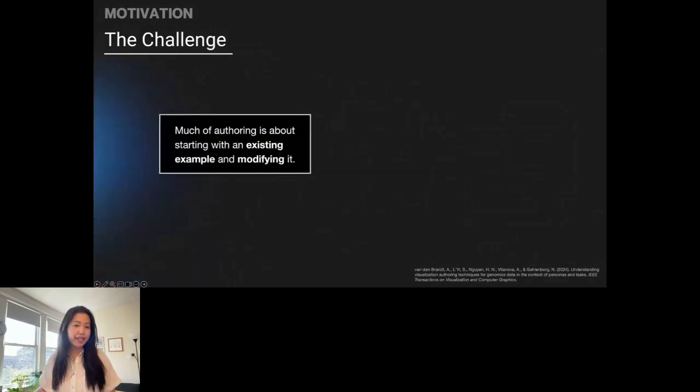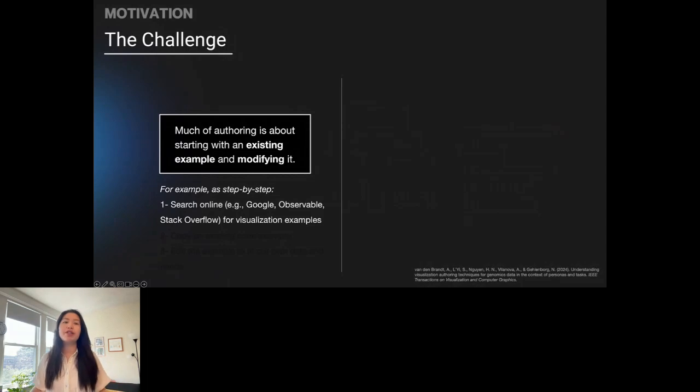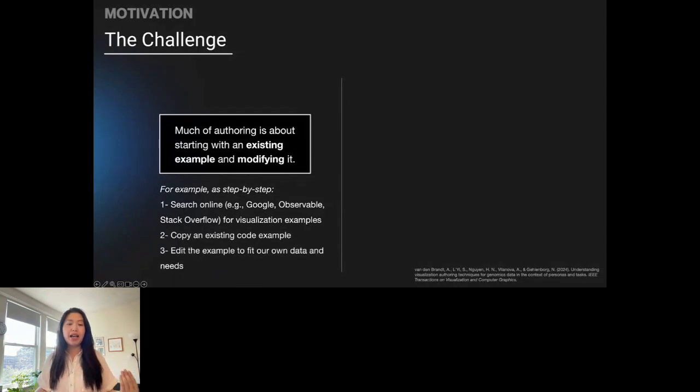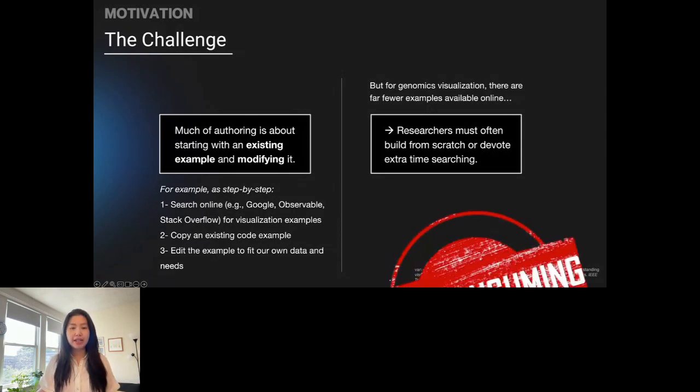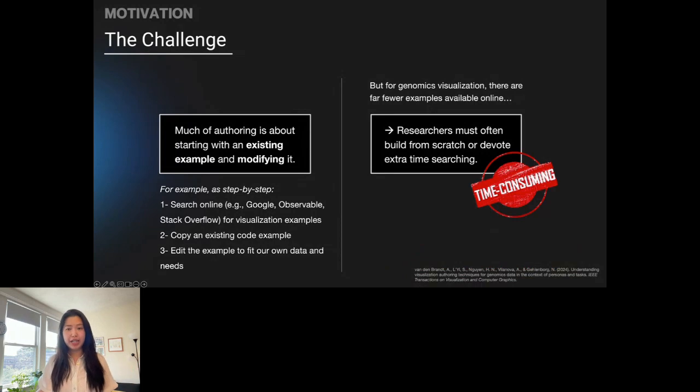Much of authoring is about starting with an existing example and modifying it. For example, step by step: first, we would search online, let's say Google or Stack Overflow, for visualization examples. Then we copy an existing code example and edit it to fit our own data and needs to create a visualization. However, for genomic visualization, there are far fewer examples available online. Therefore, researchers must often build from scratch or devote extra time searching. This entire process is very time-consuming and inefficient.